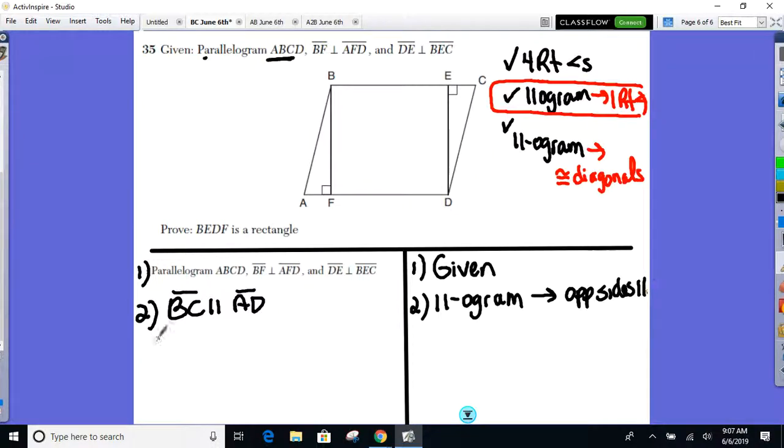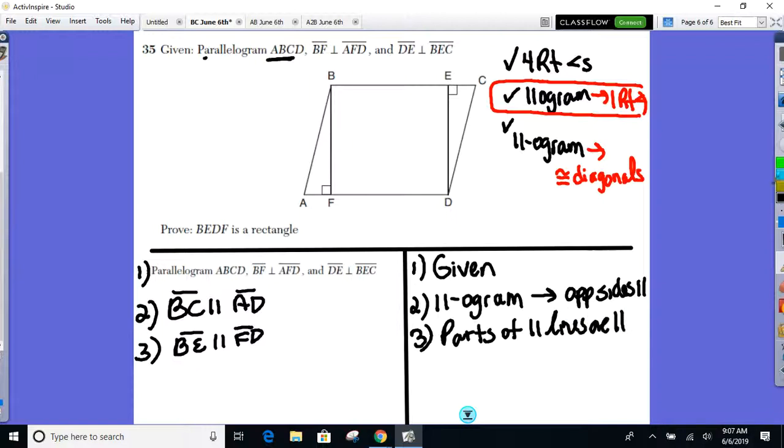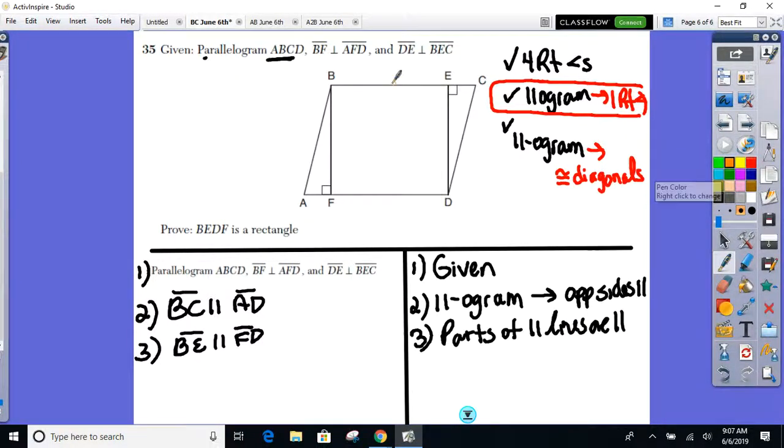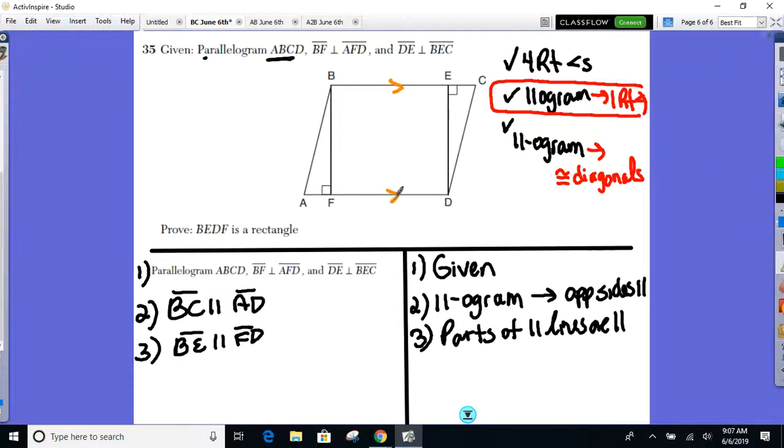All right, next step. Now say the shorter part, the segments of those, BE, is parallel to FD. Anybody remember that theorem? Parts of parallel lines are parallel. Okay, so I've gotten these two parallel. So let me ask you this now. What else do I need to make it a parallelogram?